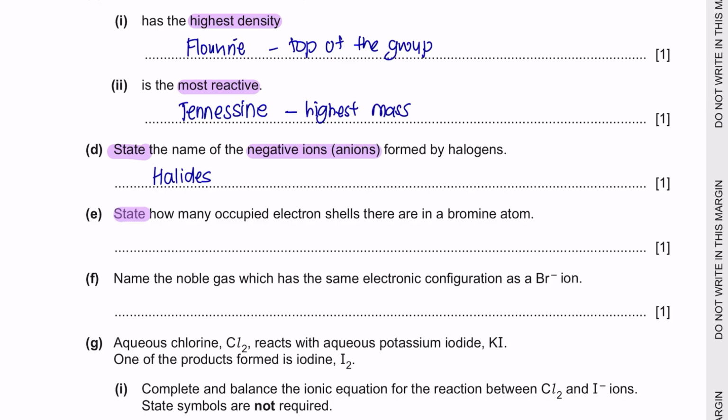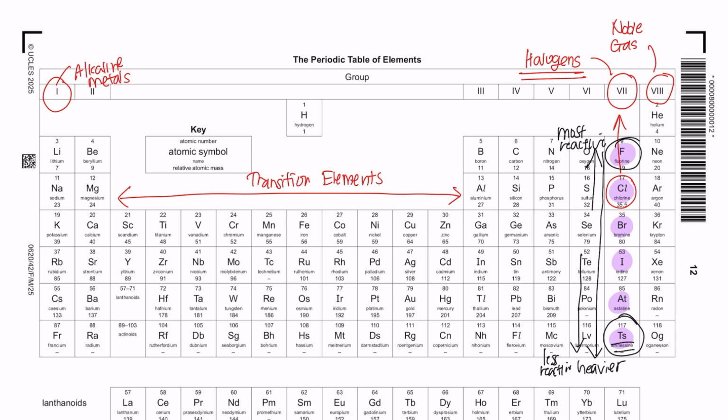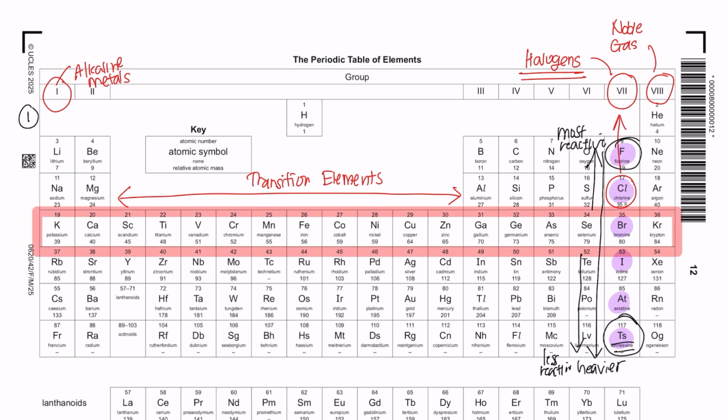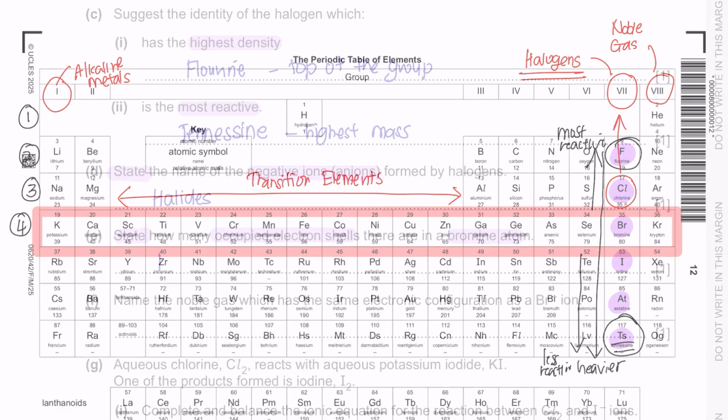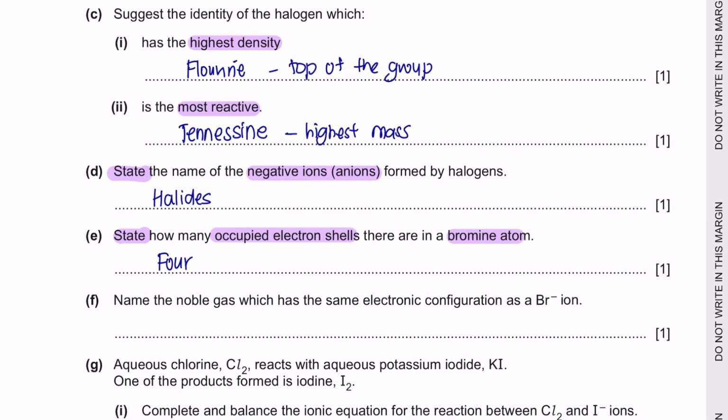Question E. State how many occupied electron shells there are in a bromine atom. As you can see, the bromine atom is placed in period 4. This is period 1, period 2, period 3, and period 4, which is on the 4th row. This means that it has 4 shells that are occupied by electrons. So the answer is 4. The period number in your periodic table determines the number of shells that have electrons.